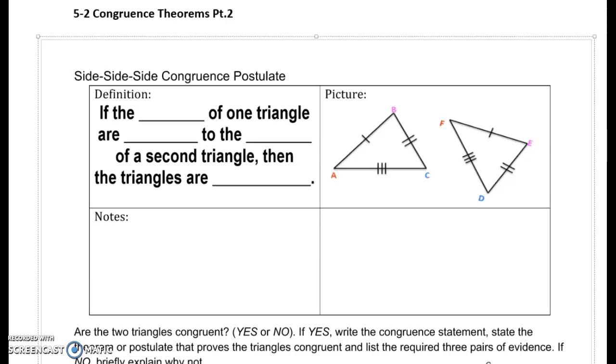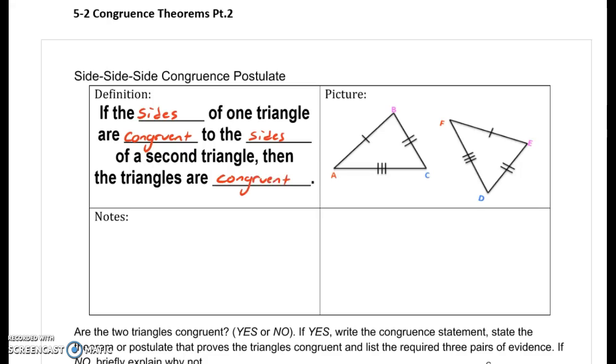It says if the sides of one triangle are congruent to the sides of a second triangle, then the triangles are congruent. So we need all 3 sides to match, and we can highlight to see. If I go red to pink, red to pink, pink to blue, pink to blue, and blue to red. So all those 3 sides match. So let's list them.